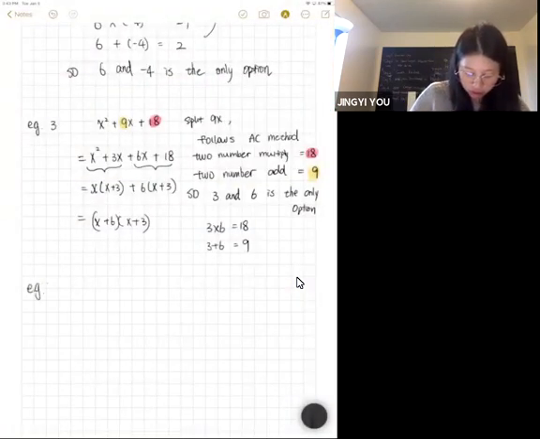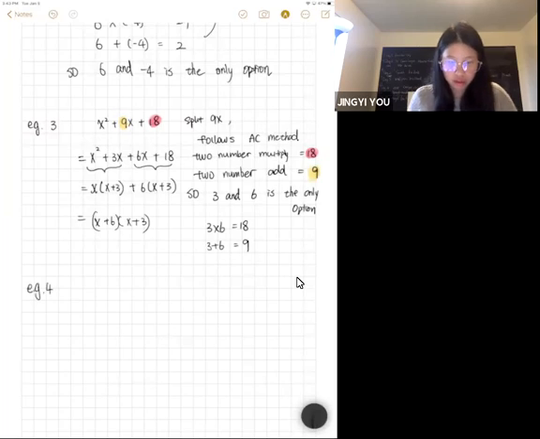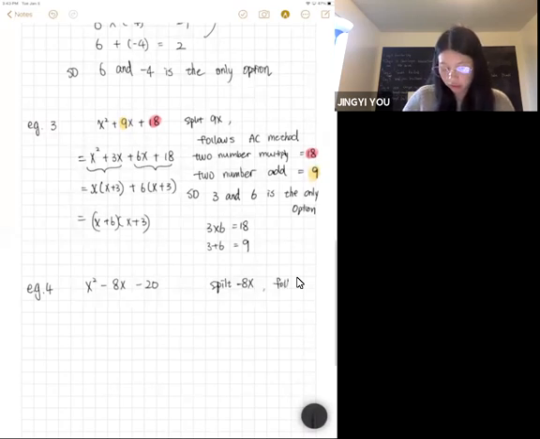Okay, so now let's do another example. I have x squared minus 8x minus 20. Our goal is to split negative 8x. The sign is important. The second term is negative 8x. We want to follow the AC method.